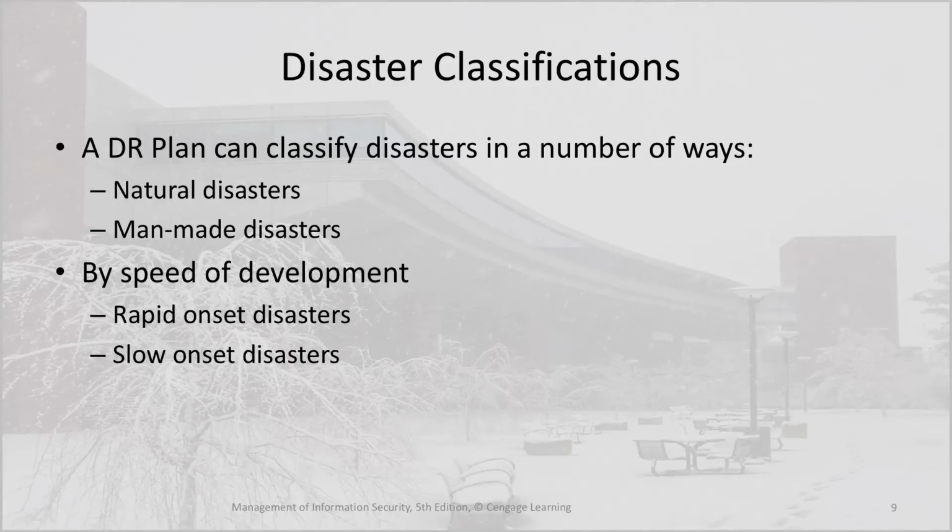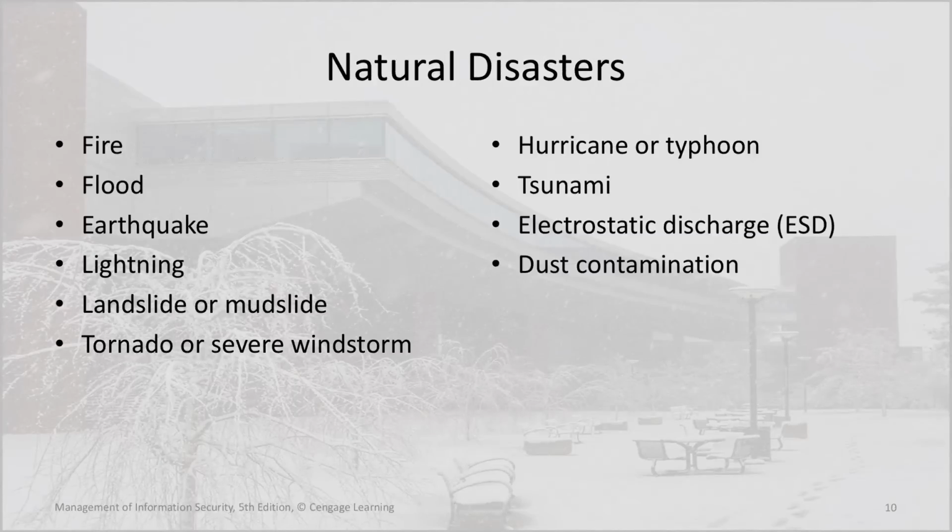A DR plan can classify disasters in a number of ways. For example, natural disasters versus man-made disasters, or by speed of development, rapid onset disasters versus slow onset disasters. Natural disasters include fire, flood, earthquake, lightning, landslide or mudslide, tornado or severe windstorm, hurricane or typhoon, tsunami, electrostatic discharge, and dust contamination.